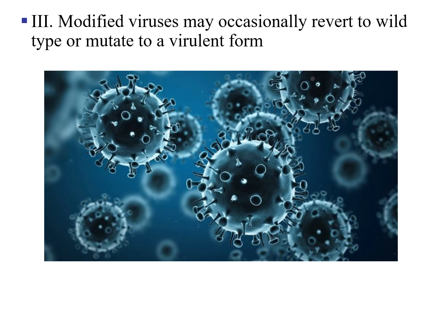Number three, problem with attenuated vaccines. Modified viruses may occasionally revert to their wild type, or they may mutate to a virulent form. So we're going to talk further about reverting back. When you have one that's weakened, it could technically revert back to its original bad form.